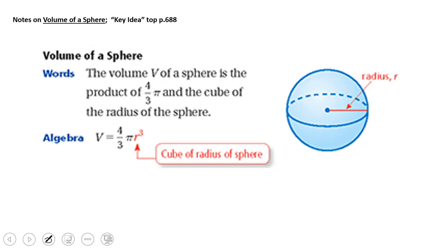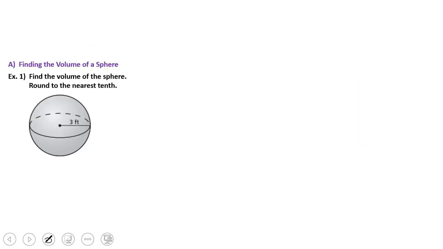It says the volume of a sphere is the product of 4/3 pi and the cube of the radius of the sphere. So volume is equal to 4/3 pi r cubed, which means we have to multiply by that radius by itself 3 times. So when you have a sphere, all we have to do is find the radius, and then we just plug and chug, doing our math in the order of operations. Pretty straightforward on this one. So let's go right to it.